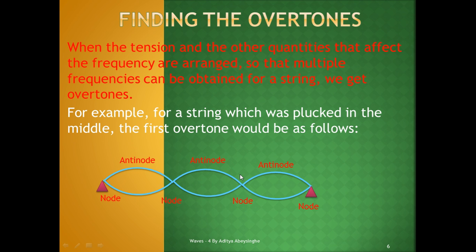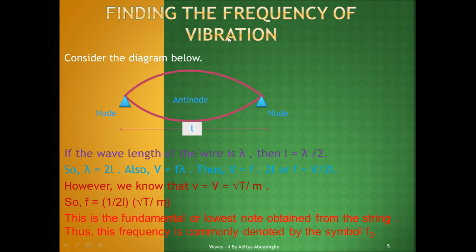Now when you plug a string in the middle, you know that at the point where you plug it, you will get a node, right? If you plug at 1/4 the distance, at that place you have a node here. In this case, I will plug in the middle. So I'll get the fundamental like this, right? For the fundamental, you get an antinode here, and you get two nodes at the two bridges or the two barriers.